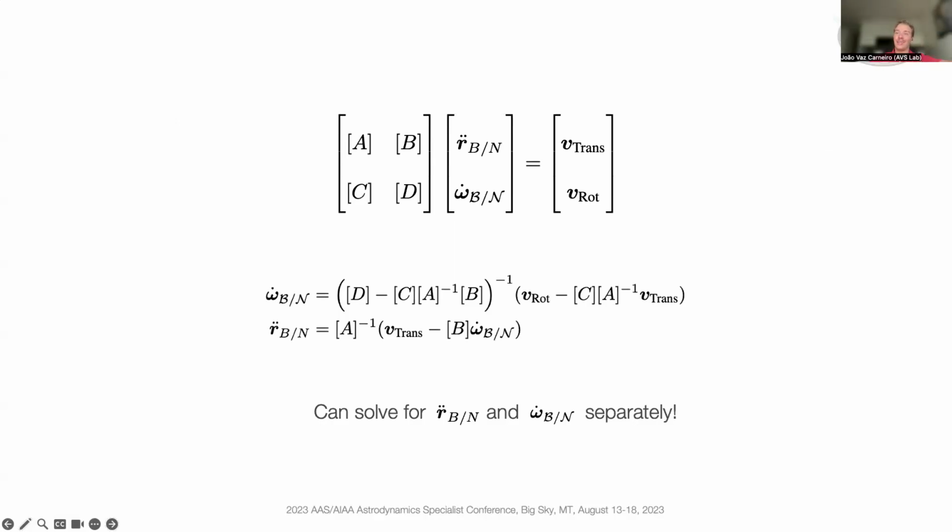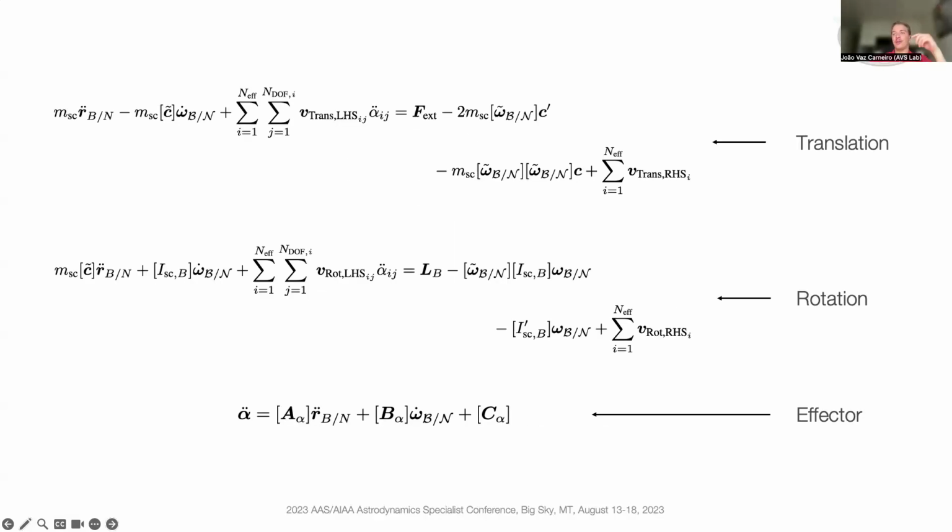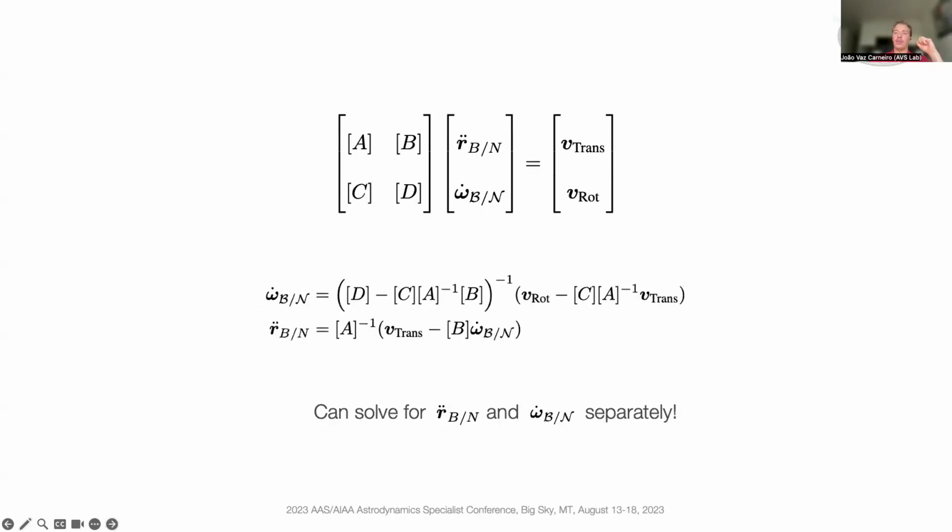Once you solve for these, you can then put them back into the effector equation of motion for alpha double dot. And that's how you then take those equations and propagate them numerically. And that's how you get the time history for these systems. So that's a very powerful, really neat result.